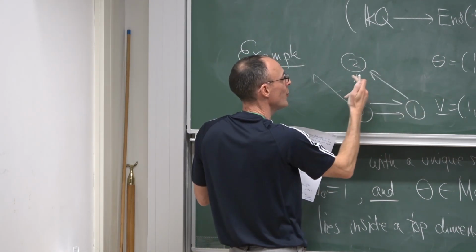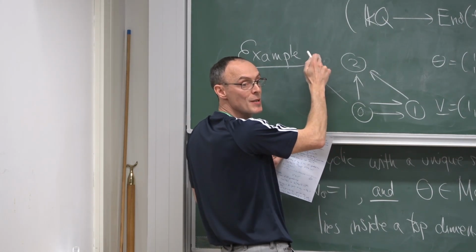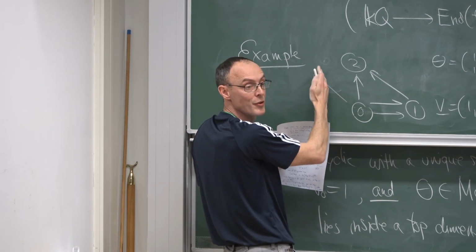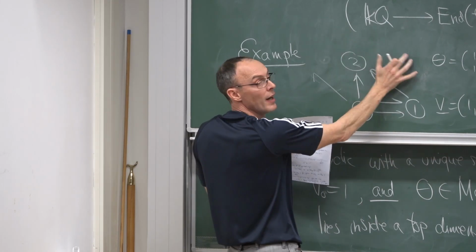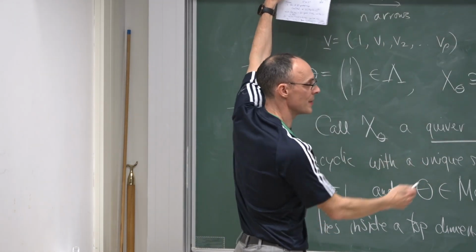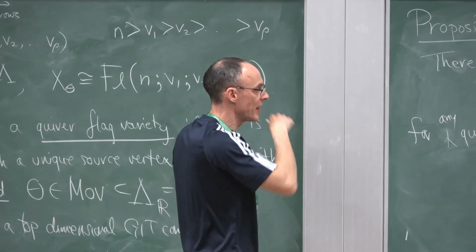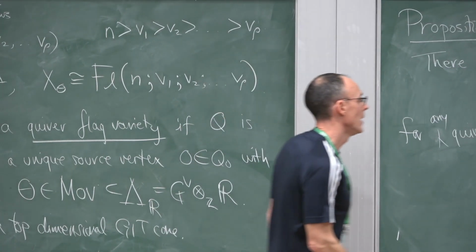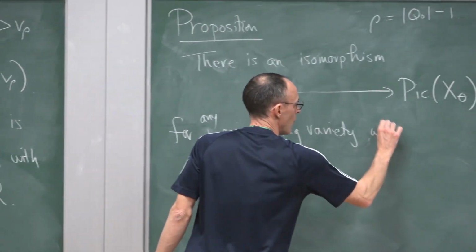F1 has Picard rank 2. When I move over here, my GIT quotient is P2, and my Picard group has dropped down to rank 1. So I don't like that chamber, I do like this. That's why I'm insisting on the movable cone. So the point is I get the Picard group of the rank I expect. But what is the isomorphism?